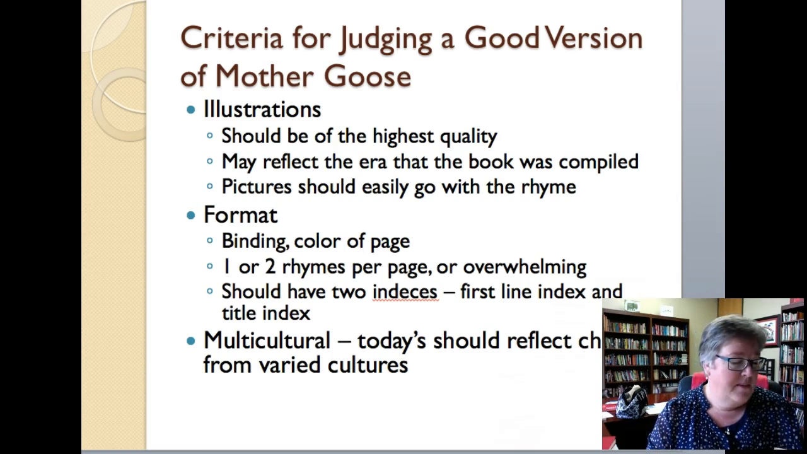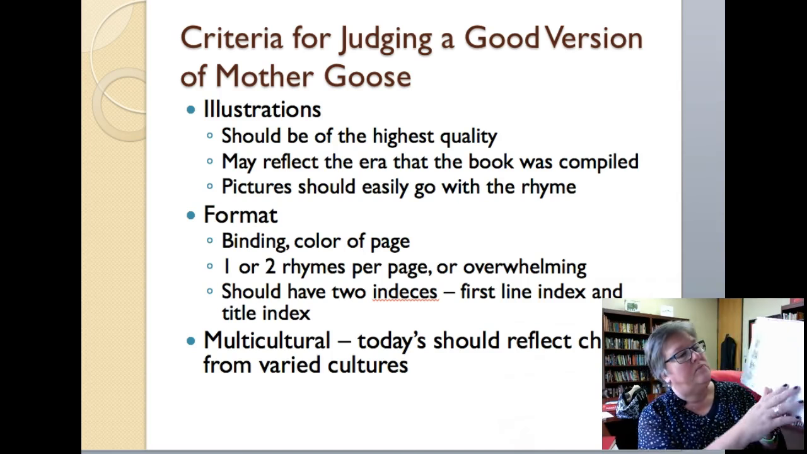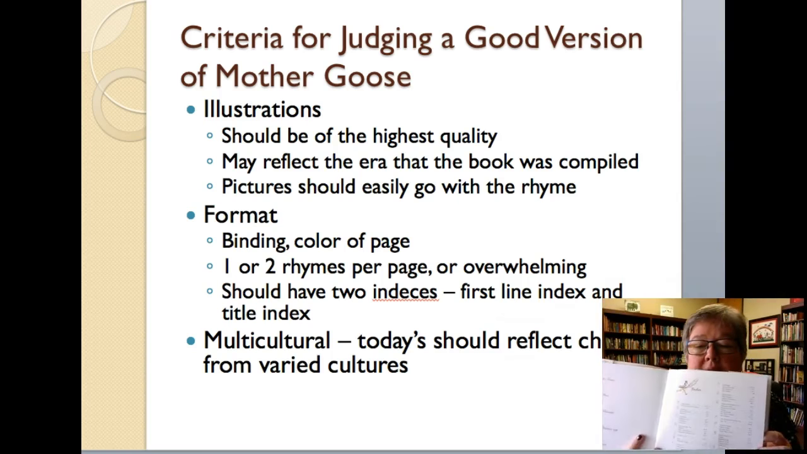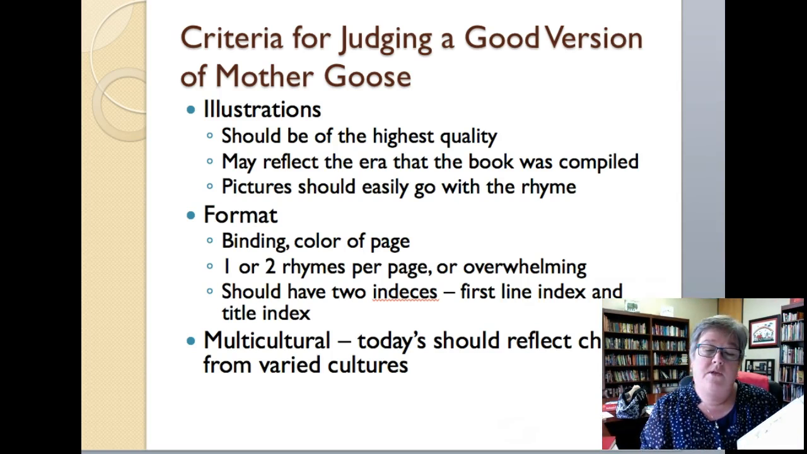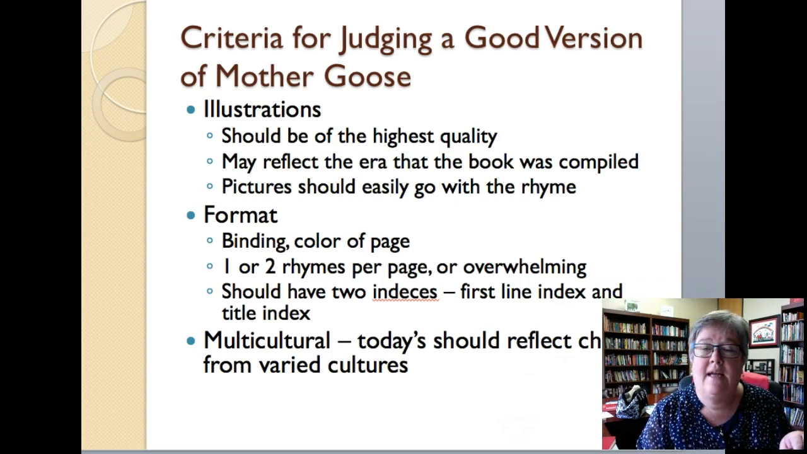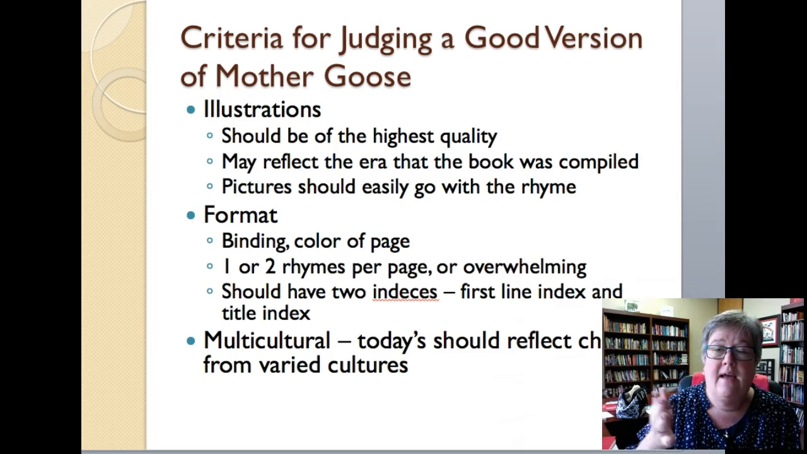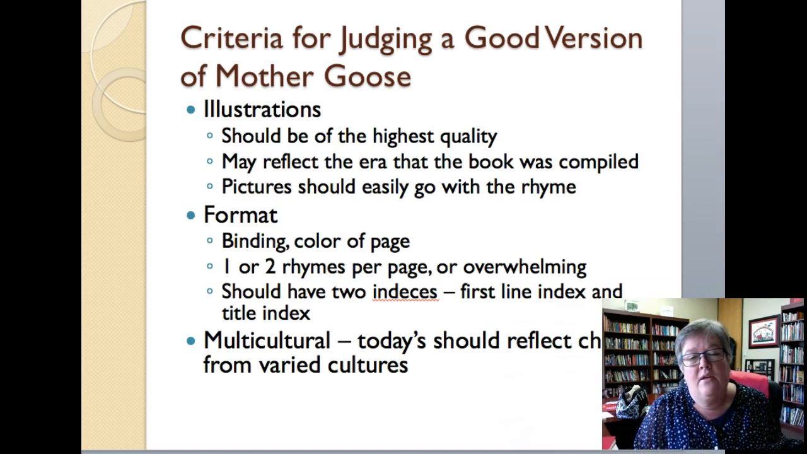In addition, you want to flip to the back of the book and see if there's an index. And what you're looking for ideally is 2 different indexes. So for example, this one has 1. Here it is. This is the index, and this is a title index. Okay? The poems are indexed by title, which is fine, but what you're also looking for, if possible, is a first line index. Many of us don't know the actual titles of the nursery rhymes, but we generally know the first line. So the best Mother Goose collection is going to have a first line index as well as a title index.